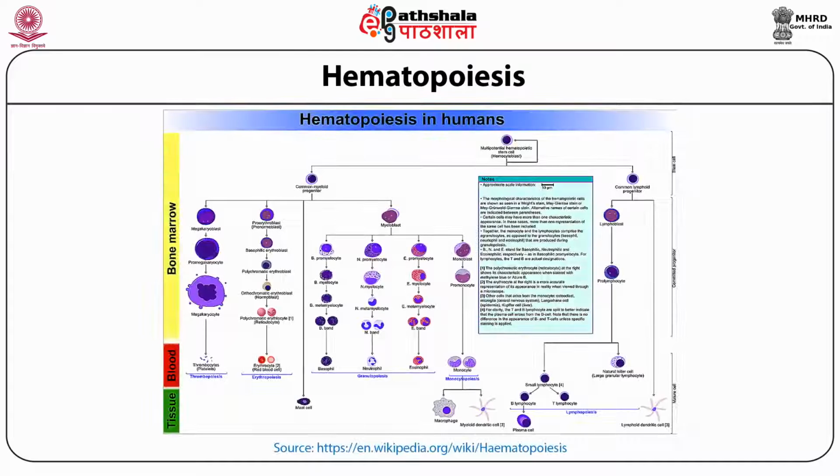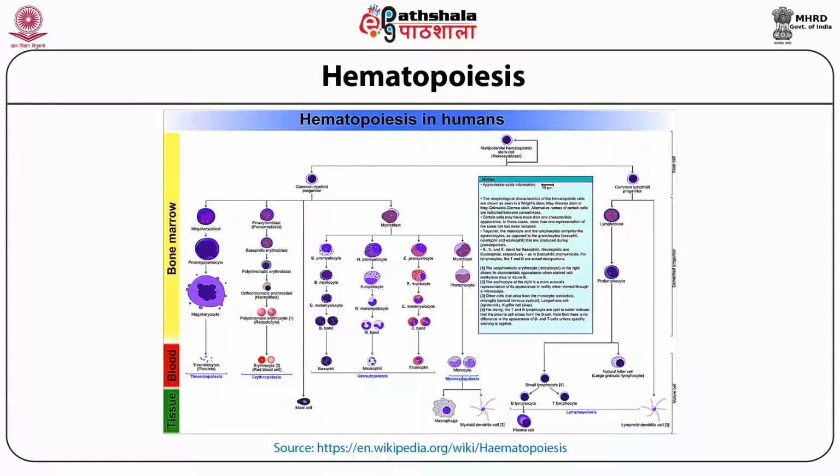Figure number 1. This figure explains the process of hematopoiesis. As we can see, the process of hematopoiesis starts with the pluripotent stem cells. It then divides into two lineages, that is myeloid and lymphoid progenitors: common myeloid progenitor and common lymphoid progenitor. Lymphoid progenitors give rise to only lymphocytes, whereas myeloid progenitors give rise to RBCs, monocytes, and granulocytes.